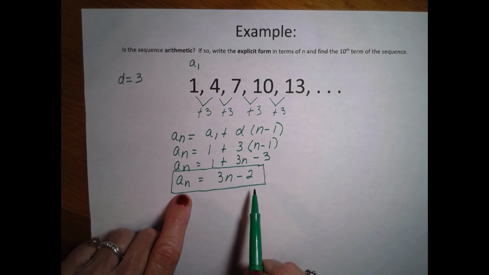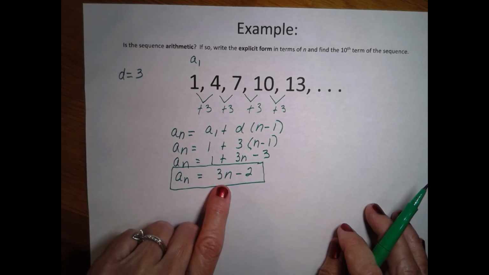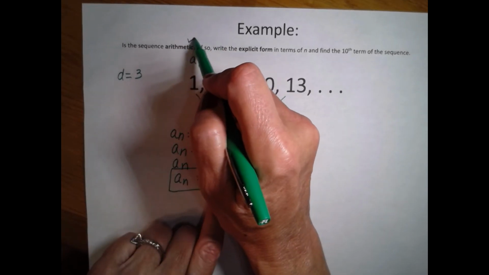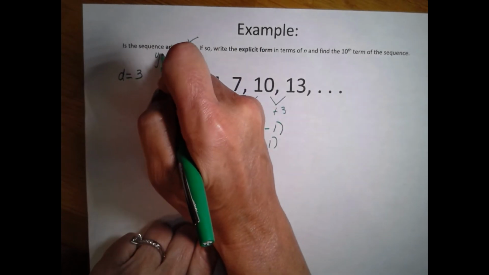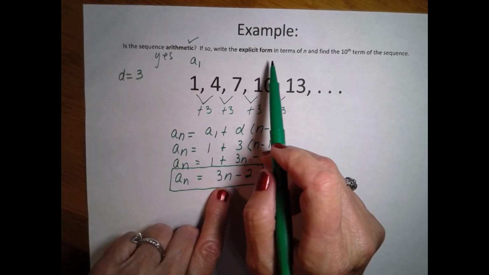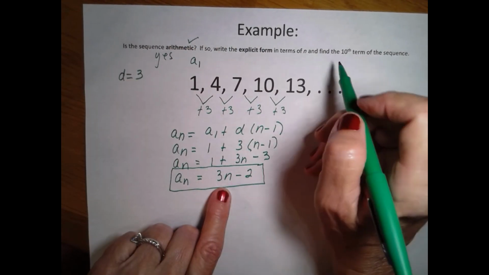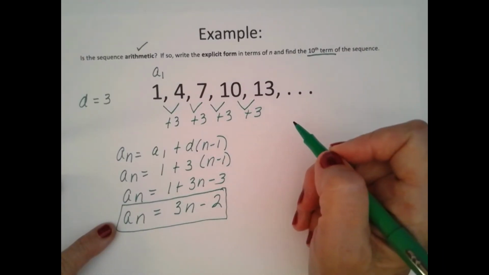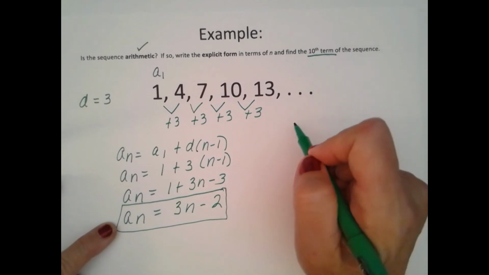You can definitely see it looks linear. Looks like slope-intercept form. We've answered this question. Yes, it is an arithmetic sequence. We figured out the explicit form, and now we want to know what is the 10th term. I'm going to use my explicit formula to find my 10th term.